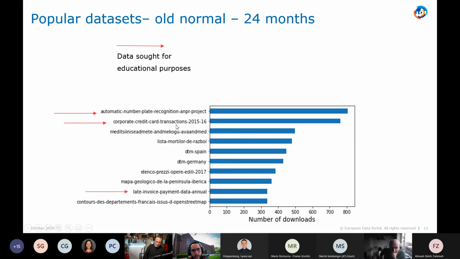The second fact that we highlight from these top 10 datasets before COVID is that 4 out of 10 are geospatial data, which we thought was interesting on its own.